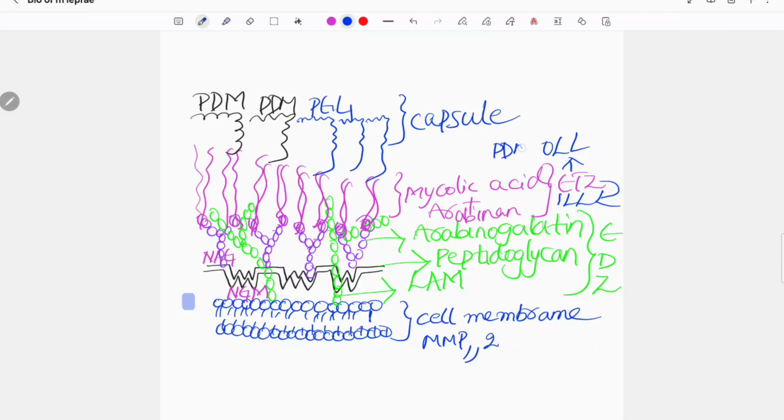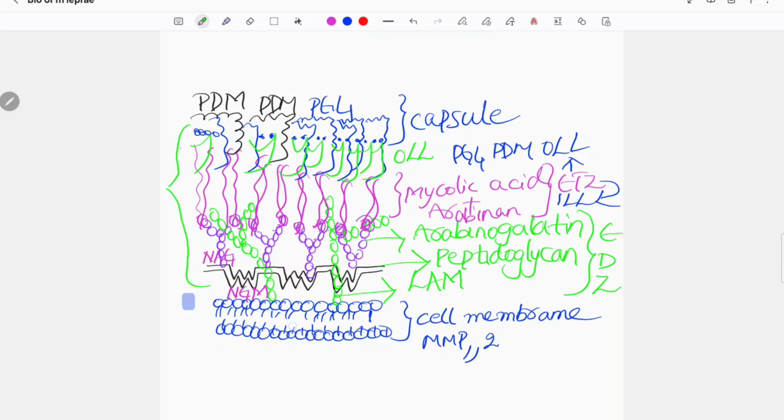PDM, PGL. Here you can see it is extending into the outer leaflet. Only one thing which is extra in the outer leaflet: TMM, trehalose monomycolate. This Y-shaped structure that I am drawing is trehalose monomycolate, present in the outer leaflet of the cell wall. The complicated things are only the cell wall, cell membrane, and capsule.